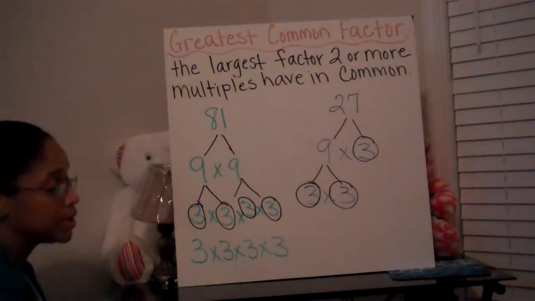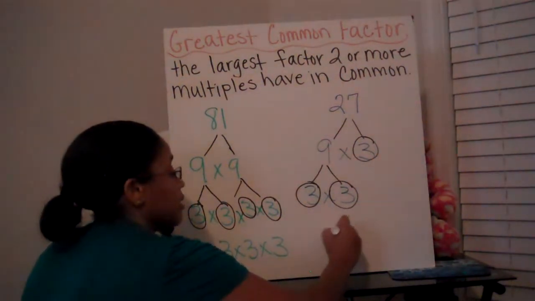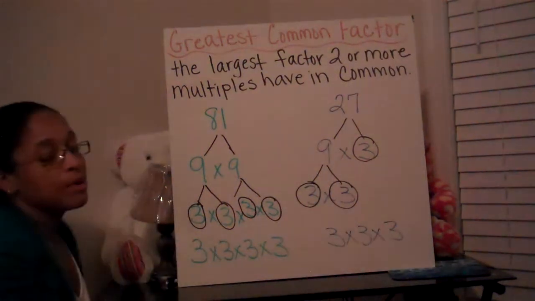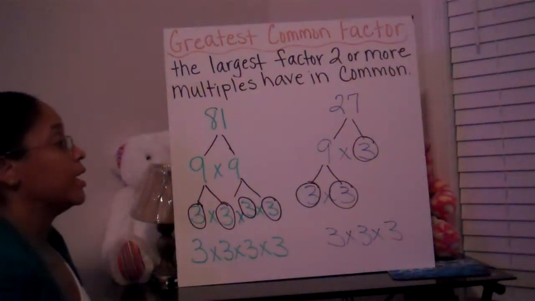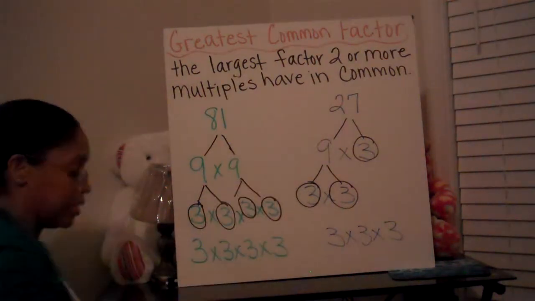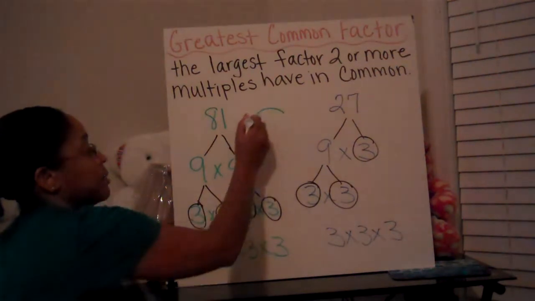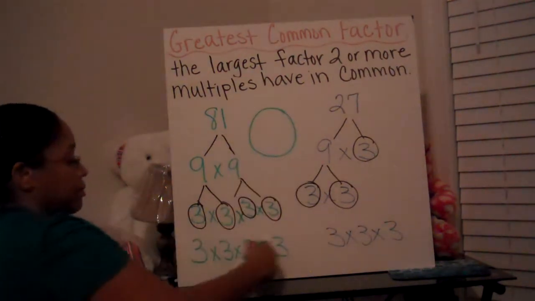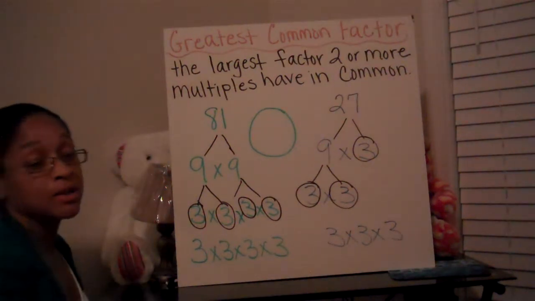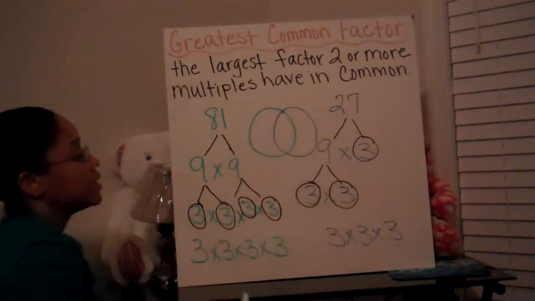So the prime factorization for 27 can be written as 3 times 3 times 3. Now this is where I draw the Venn diagram, and just because I don't have that much space, I'm going to try to fit it right in here. So I'm going to draw a green circle indicating where I'm going to put my prime factorization for 81. And a blue circle that overlaps the green circle to show where I'm going to put my prime factorization for 27.